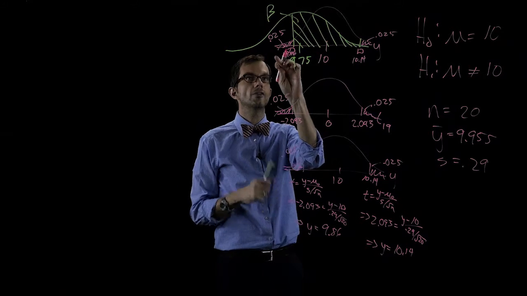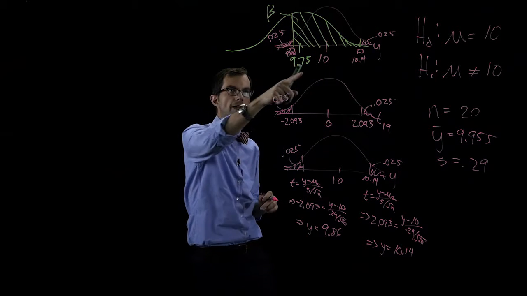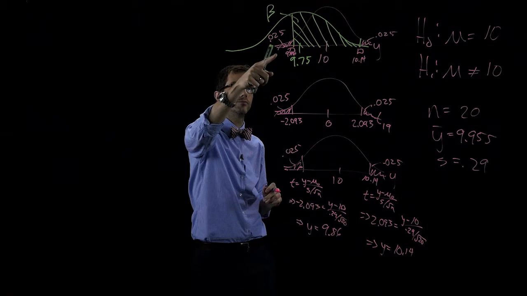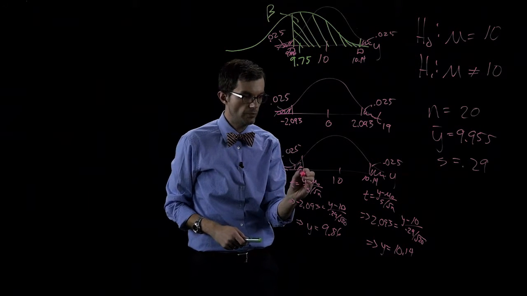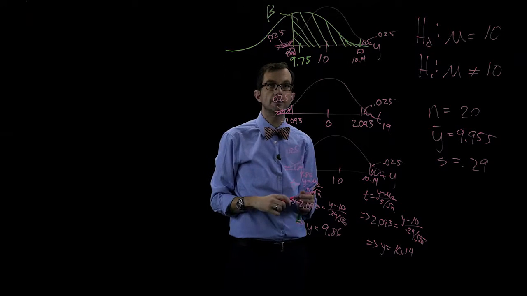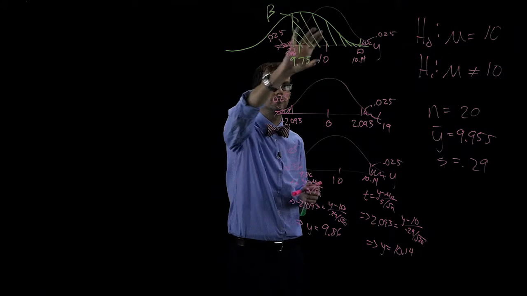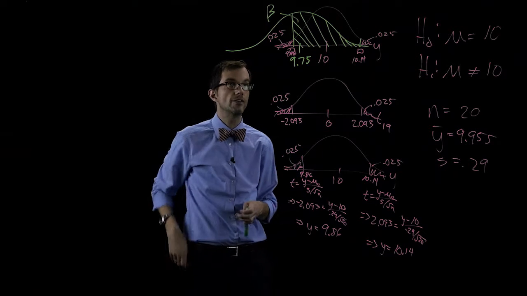This mean lies over here. 9.75 actually lies to the left of this value, 9.86. So now let's isolate just this green curve. Just the green curve, because that's going to help give us the area.